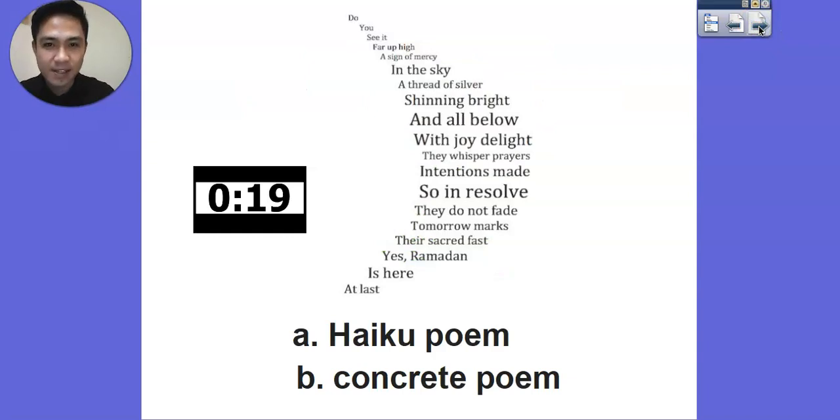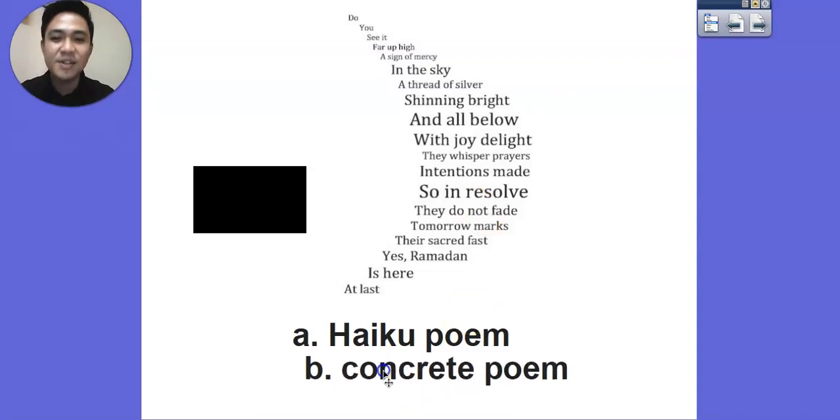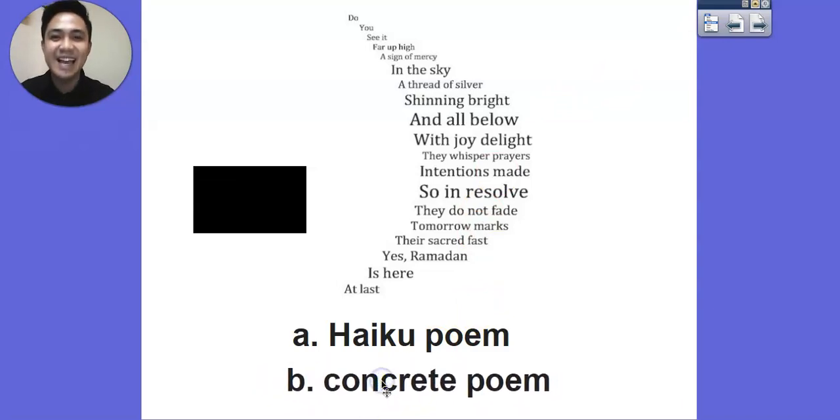What kind of poem is this? Look at the word. What shape it forms? You see. Can you please read the poem? Oh, right. 4, 3, 2, 1. And the correct answer is, this is a concrete poem. Letter B. Look at that. It forms like a crescent. A moon crescent. Okay? Now, let's proceed.